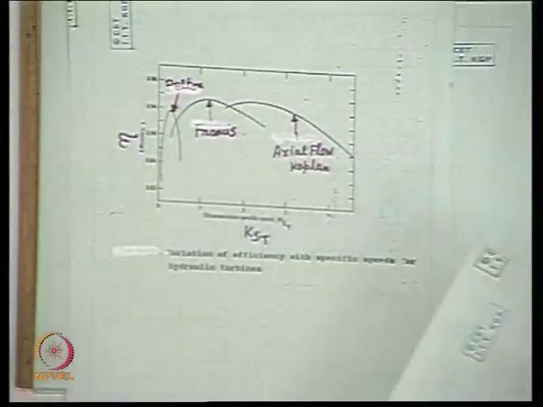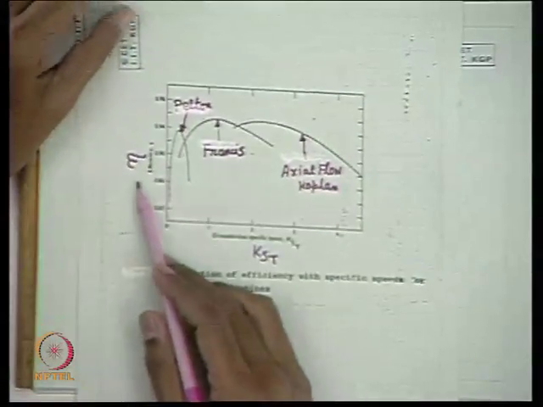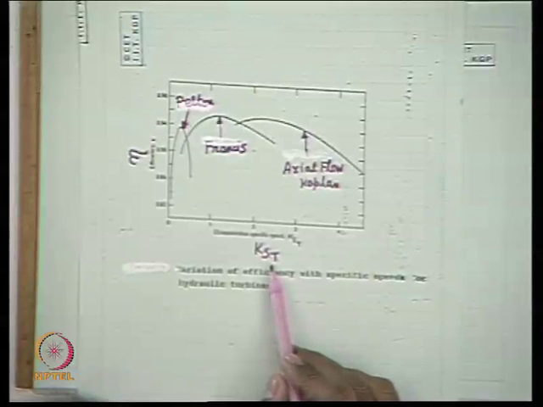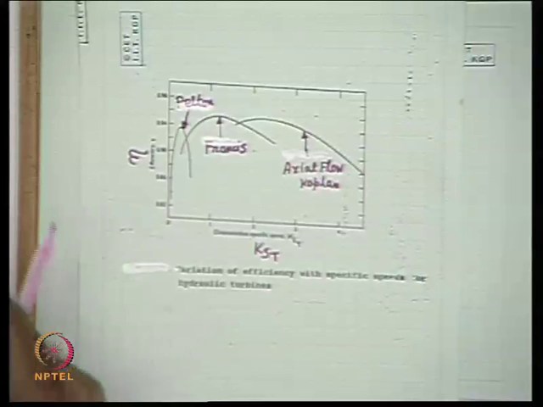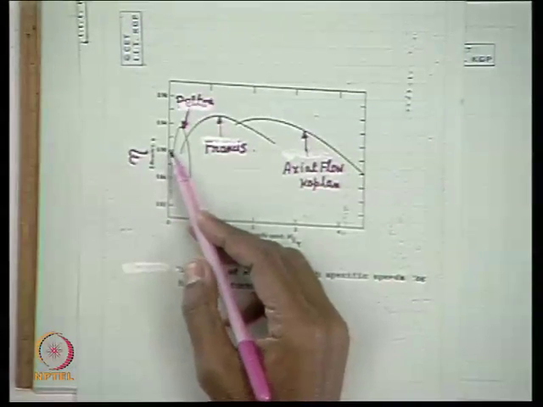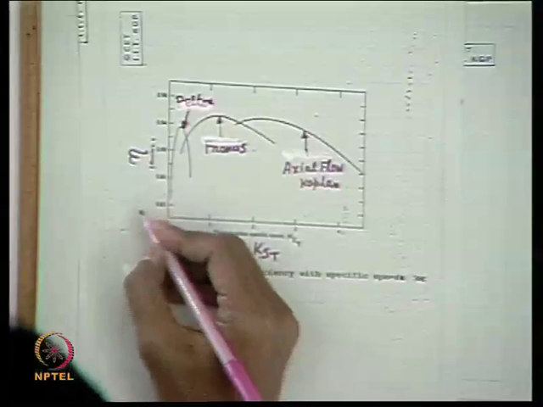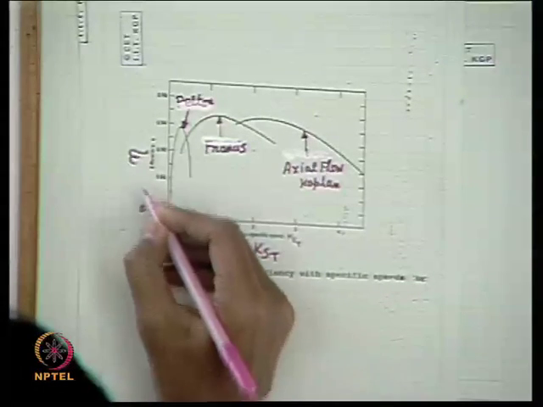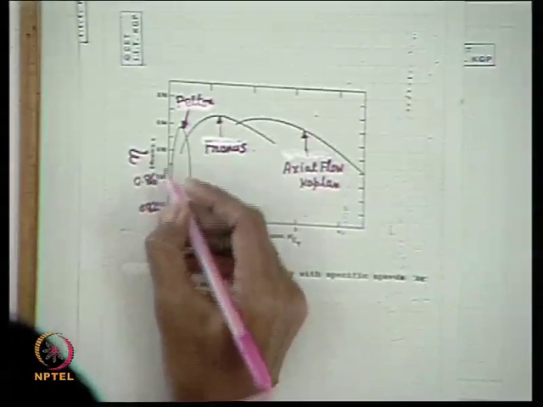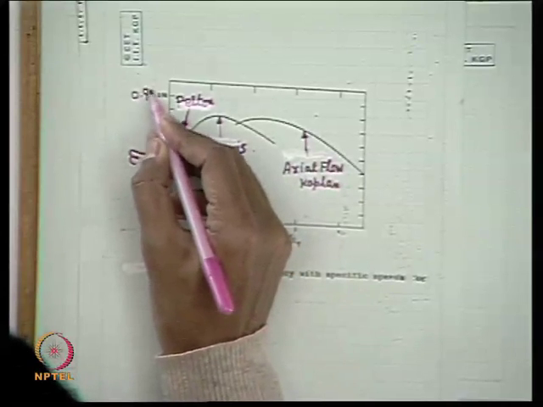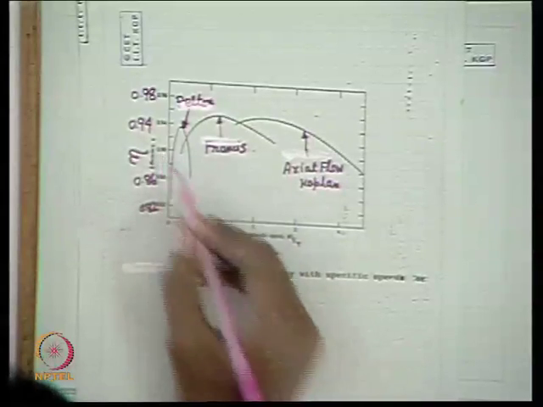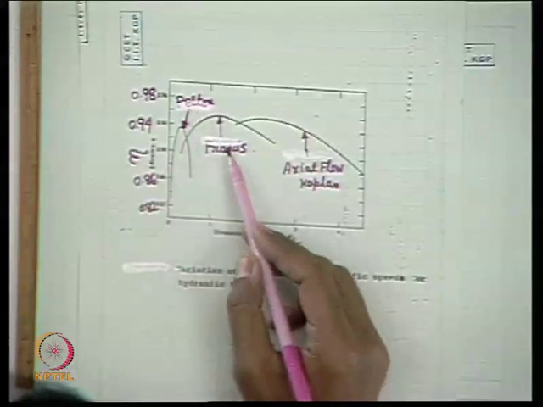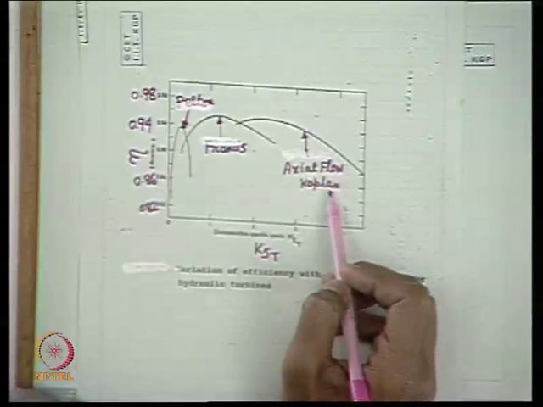Now, after that, I will show you another very interesting plot. It is the plot between the efficiency and the dimensionless specific speed. These are the efficiency values: 0.82, 0.86, 0.90, 0.94, 0.98. This is a typical plot. So you see, this curve is Pelton, this curve is Francis, this curve is axial flow or Kaplan.